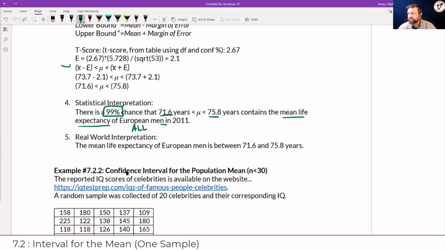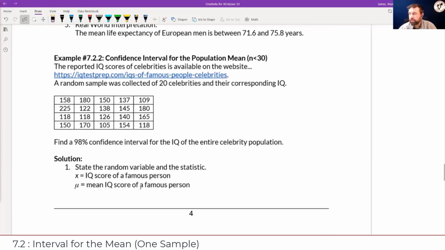Okay, the last example is what you do if you have a sample size that is less than 30. And basically, it's the exact same thing. So you can go out to this website, which lists the reported IQs of celebrities. So you can go out and find 20 celebrities and write down their IQs.